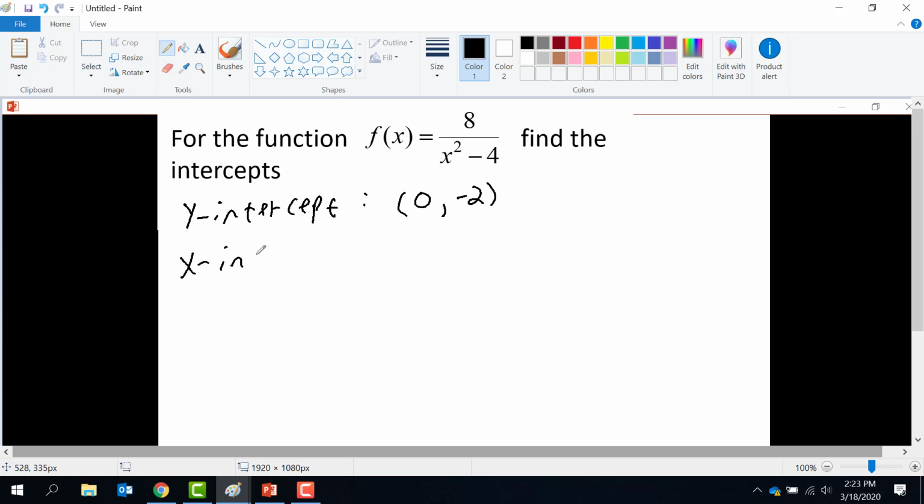X-intercepts are a little bit more challenging. Same kind of thing. You're now being asked to find where the y value is 0, because you're crossing the x-axis, so your y value has to be 0. But for rational functions, when you substitute in 0 for y, then you are trying to make a fraction equal to 0. And the only way that you can make a fraction equal to 0 is if the numerator is 0. And since the numerator in this problem is always 8, there is no x-intercept. So no x-intercepts.